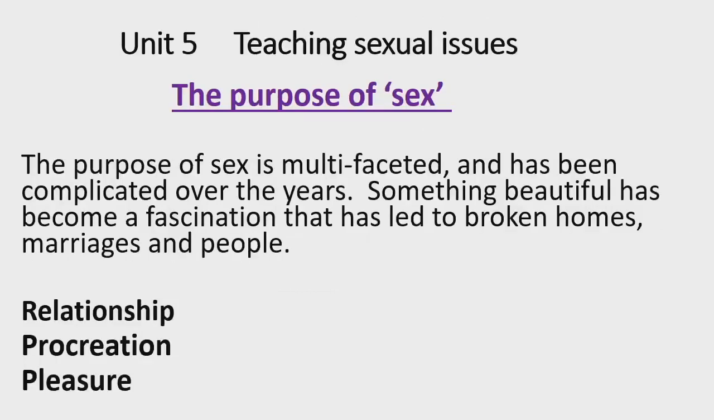Right, so what is the purpose of sex? The purpose of sex is multifaceted and has been complicated over the years. Sometimes something beautiful has become a fascination that has led to broken homes, marriages, and people. But the purpose of sex is threefold. So it can be to have a relationship, for procreation, and also for pleasure. And all of these things will rely on what your core values are as a person.